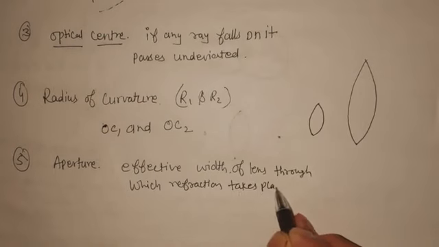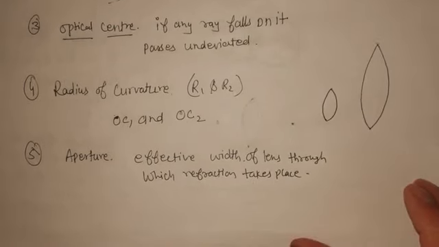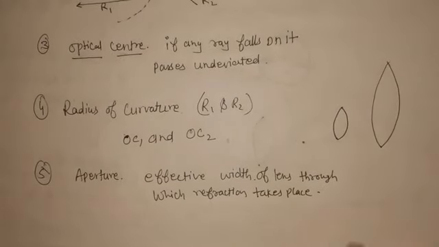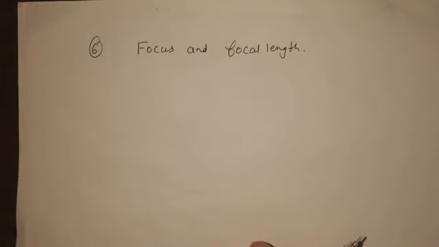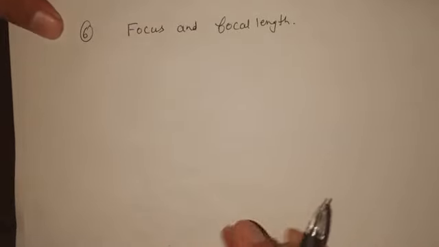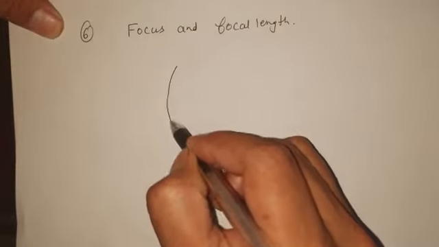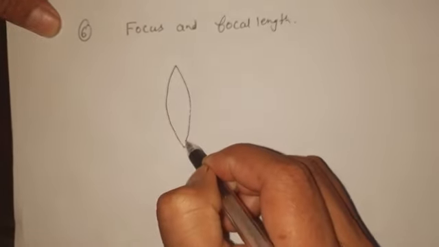Now if rays of light fall parallel on its surface, then after refraction all these rays meet at one point on the principal axis. This point on the principal axis where they meet each other, we call the focus. So this is the focus.